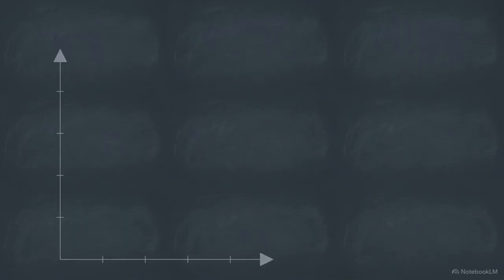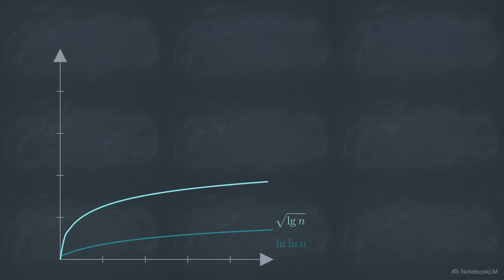Above the constants, we find the polylogarithmic tier, functions like ln ln n, square root of lg n, and lg squared n. On a graph, these curves consistently bow toward the horizontal axis.